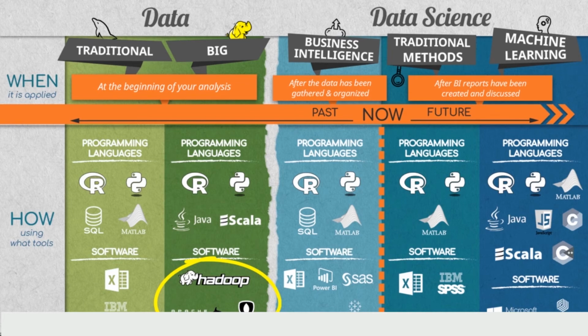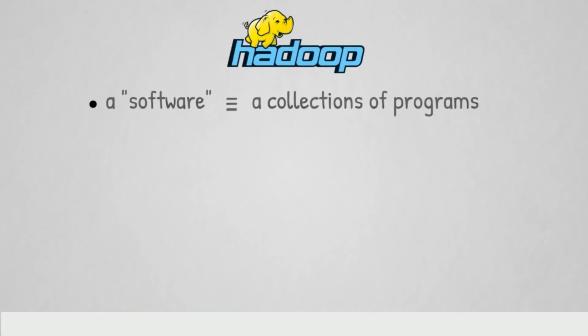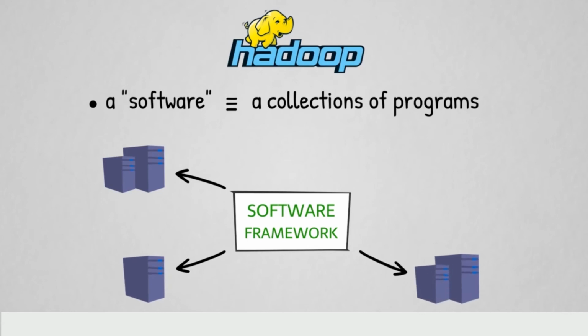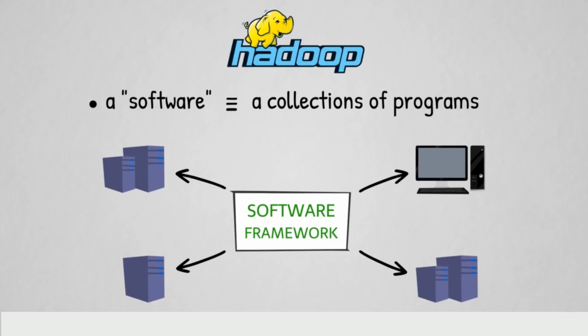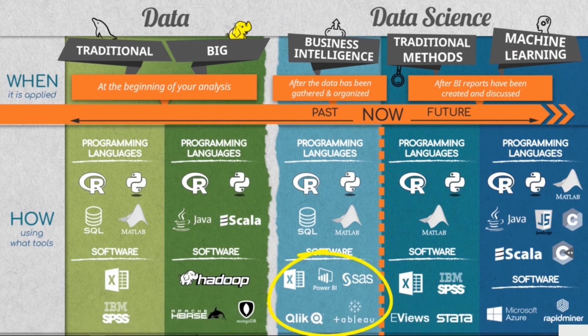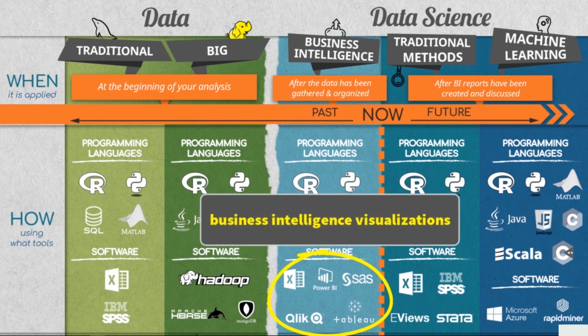In terms of big data, Hadoop is listed as a software in the sense that it is a collection of programs, but don't imagine it as a nice-looking application. It's actually a software framework which was designed to address the complexity of big data and its computational intensity. Most notably, Hadoop distributes the computational tasks on multiple computers, which is basically the way to handle big data nowadays. Power BI, SAS, Qlik, and especially Tableau are top-notch examples of software designed for business intelligence visualizations.